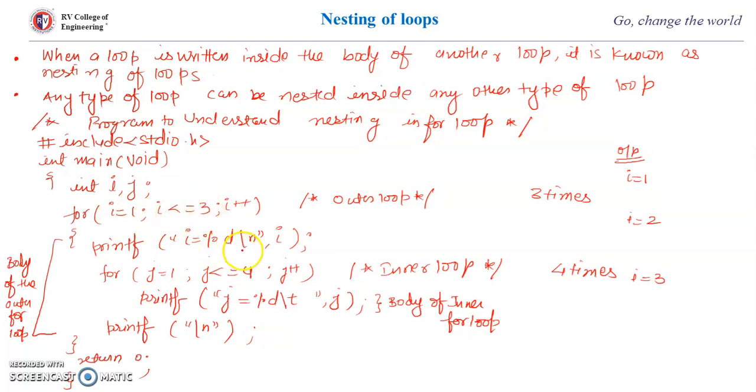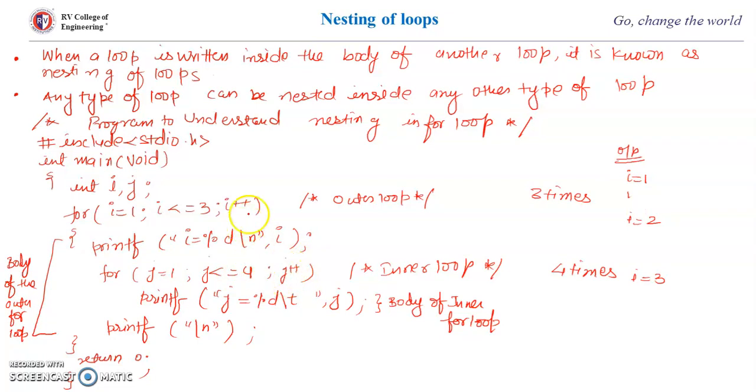So when i is equal to 1, we check the condition. The condition is true, we enter the loop, and then i equals %d, so the value of i will be printed, meaning i equals 1, and then \n means the cursor will go to the next line. Then we come here. Now j is initialized to 1, and then j equals %d with \t means a horizontal space will be given, and the value of j will be printed. So j equals 1 will be printed, and then we'll increment the variable.